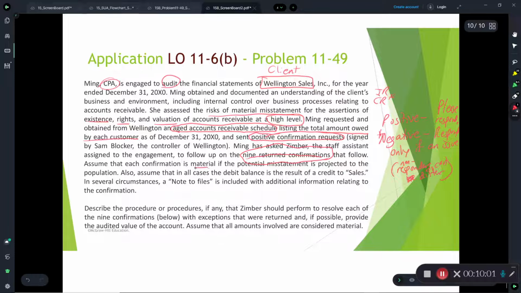We're going to assume it's material if we project it to the population, and we're also assuming that the debit balance is the result of a credit to sales. So the AR balance is basically all credit sales, is what it's trying to say. That's what the activity is. And there's some additional information. Our job is going to be to describe the procedures that the CPA's junior person should perform to resolve each of the confirmations, and if possible, talk about an updated value of that subsidiary ledger account. So should we change that in any way?